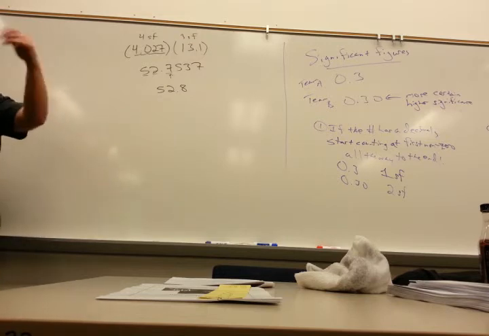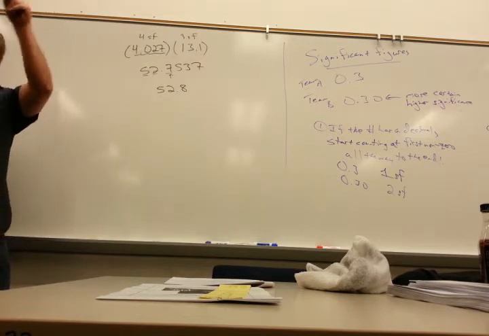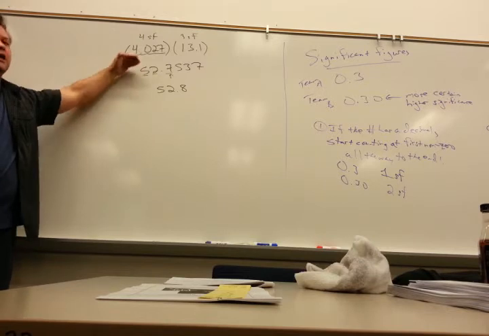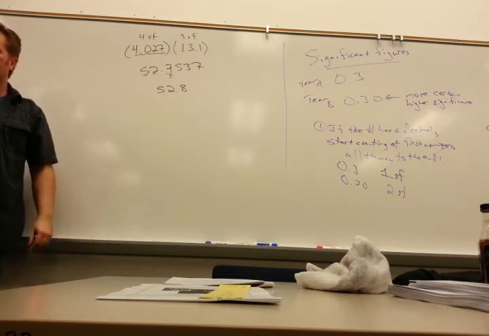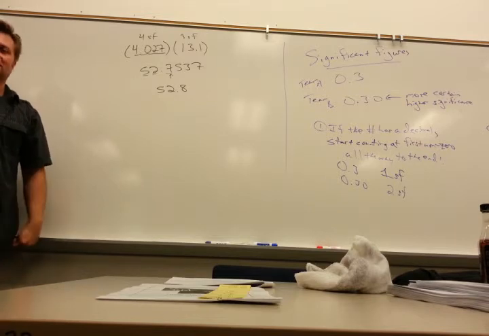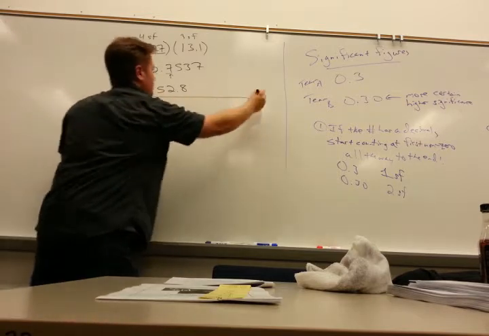So that's kind of awesome. You just multiply and divide like normal, and then at the end you just look who's got the least sig figs. I'm going to make my answer have that many sig figs. The least sig figs. There's a tongue twister in there somewhere.